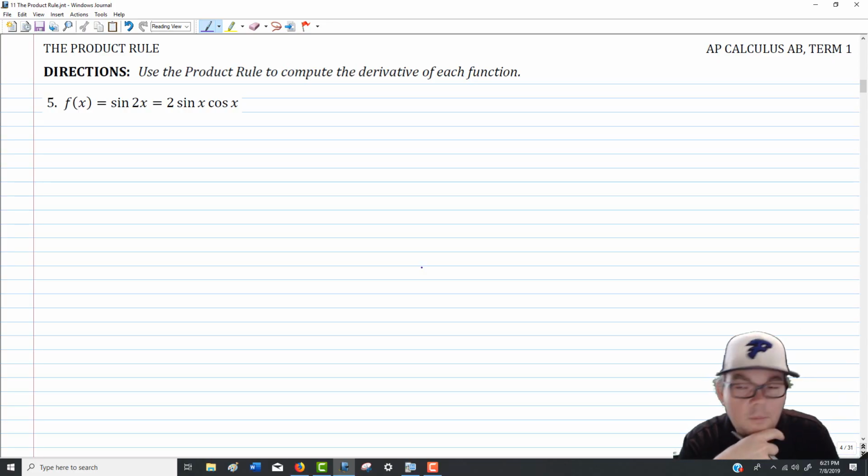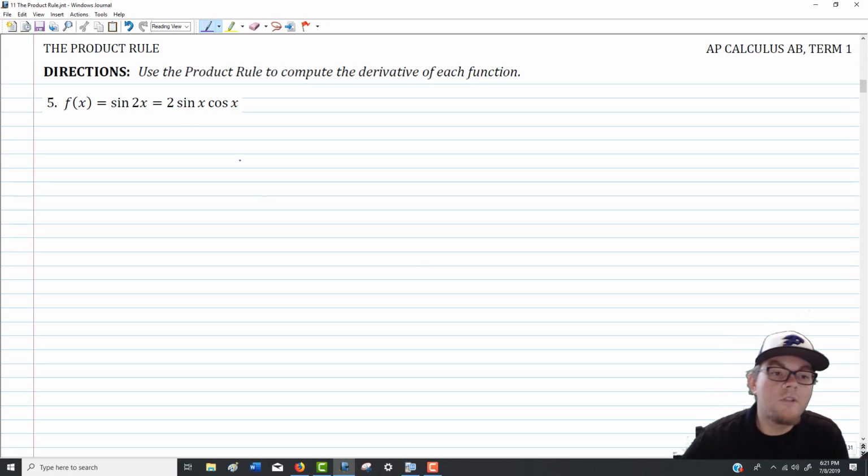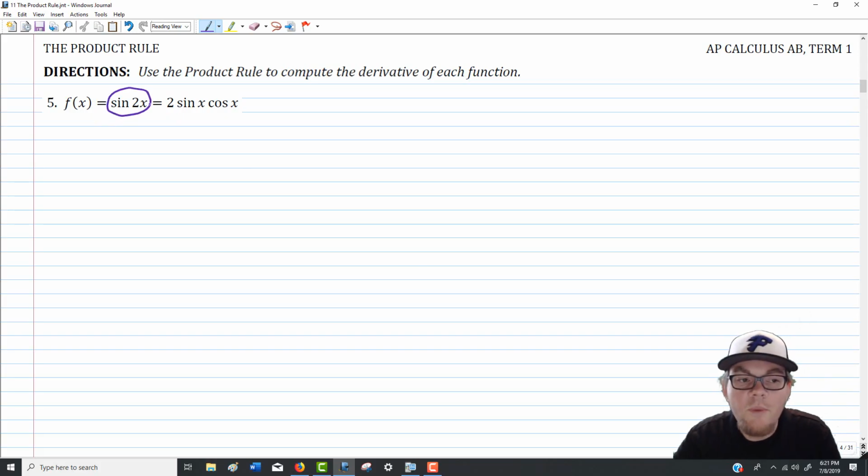Down here it says, in number 5, f of x is sine of 2x, which equals 2 sine of x cosine of x. So what I want you to do is think of this as differentiating this first function, but since we don't see a product in there, I've provided you a product version of that function. In a sense, sine of 2x is equal to 2 sine x cosine of x. This is actually an identity from honors pre-calculus or pre-calculus. These two things are equivalent.